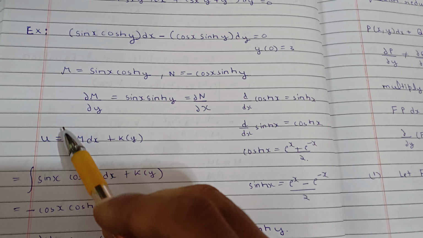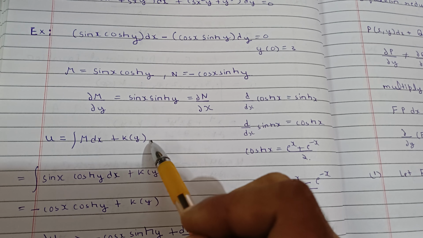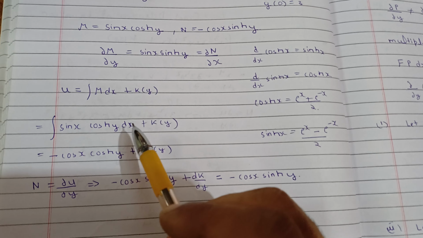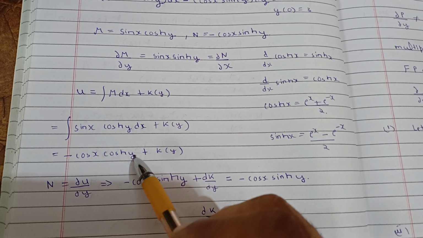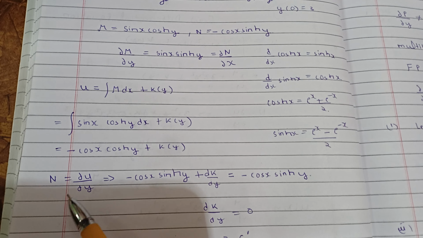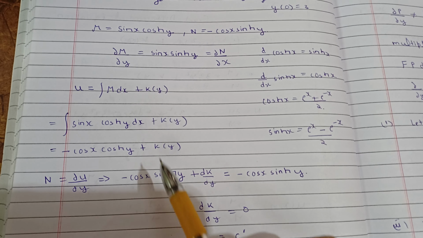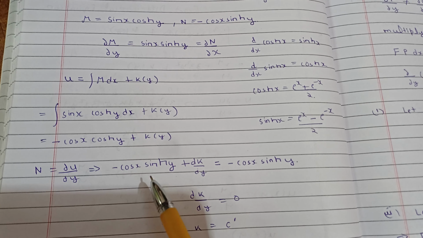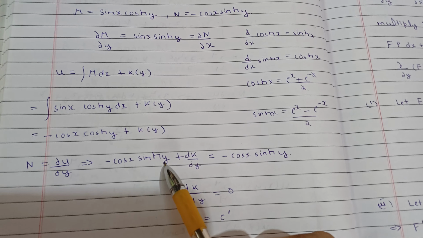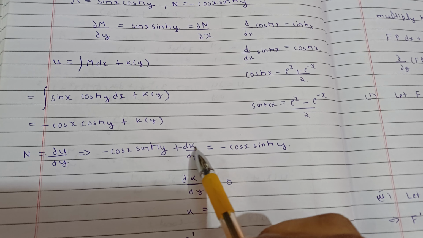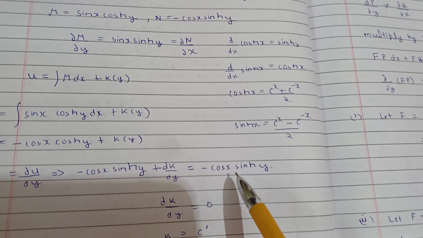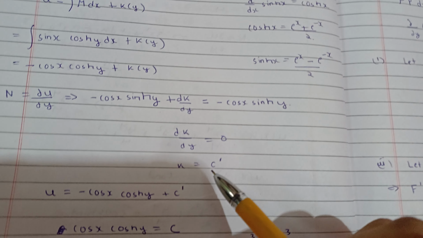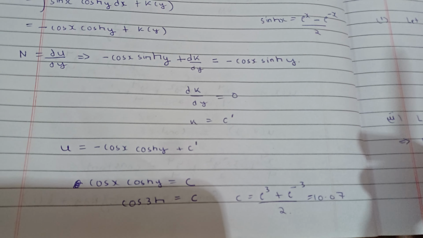So u is nothing but the integration of M dx plus k of y. Now substitute M and integrate with respect to x, then it will give you minus cos x cosh y plus k(y). Now N is nothing but del u by del y, so differentiation of this will give us minus cos x sinh y plus dk over dy, and this is equal to N, minus cos x sinh y. This will cancel out, so dk over dy is 0, and k comes out to be some constant, because this will be 0 only when k is constant.